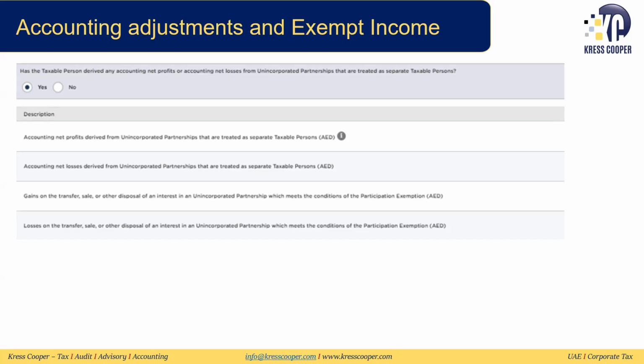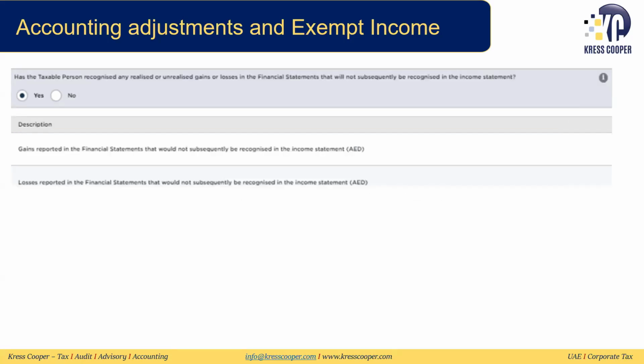what is the accounting net profit derived from that unincorporated partnership, what is the net loss derived from that unincorporated partnership, is there any gain on transfer, sale, or other disposal of an interest in an unincorporated partnership which meets the condition of the participation exemption, losses on the transfer, sale, or other disposal of an interest in an unincorporated partnership which meets the condition of a participation exemption. So basically, if you are a partner in an unincorporated partnership, then you will be required to fill this. Otherwise, if you are not a partner, which we have already discussed, then this will be checked as no.